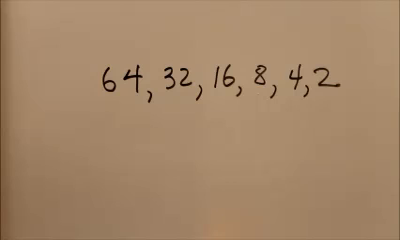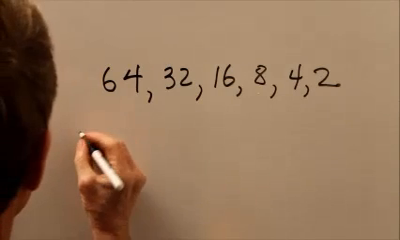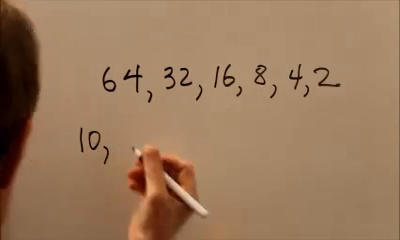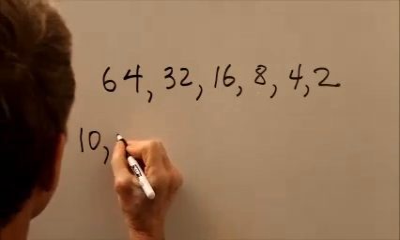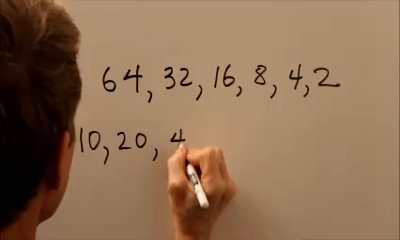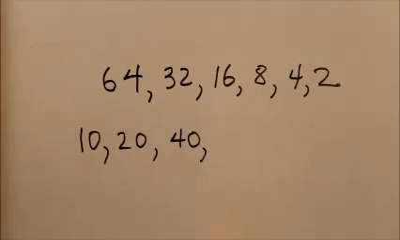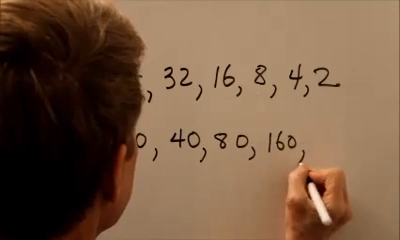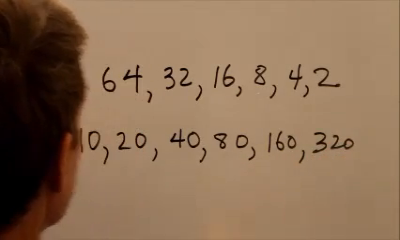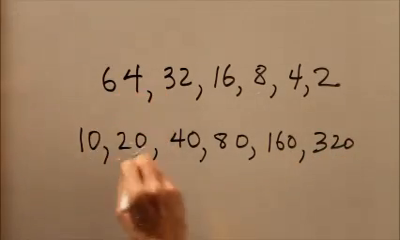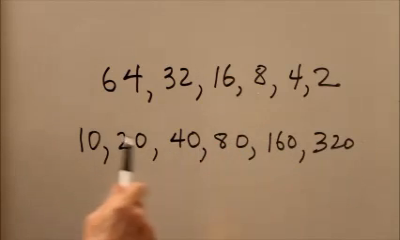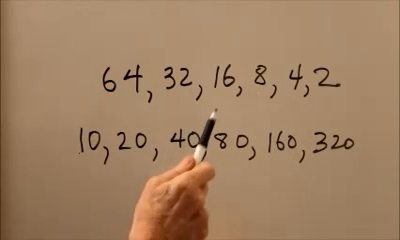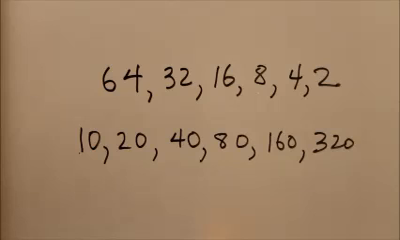to 2. Now let's look at the numbers on the right-hand side of the colons. They start out 10, 20, 40, 80, 160, 320. Notice now that the numbers keep doubling. 10 times 2 is 20, times 2 is 40, times 2 is 80, and so on.